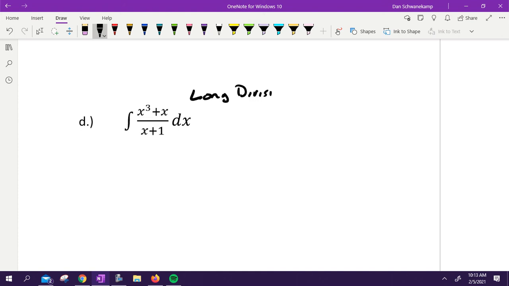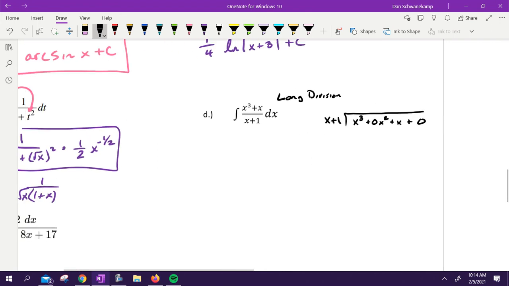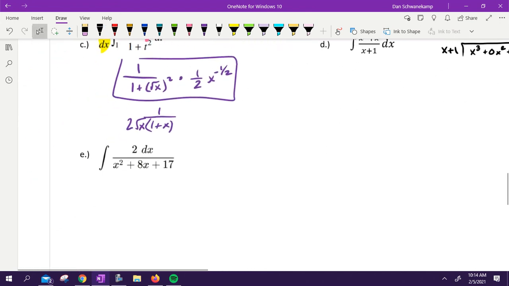I'm not going to do the whole thing right now. If you want to do it here in a second, feel free. But what this would look like setup-wise: x plus 1 would go on the outside, x cubed on the inside. I would write in that 0x squared. I had people trying it earlier without writing that in, and they struggle a little bit. Plus x plus 0. I'm even going to put a 0 for the constant. You can try that in a second. Let's keep working, but we would do long division.